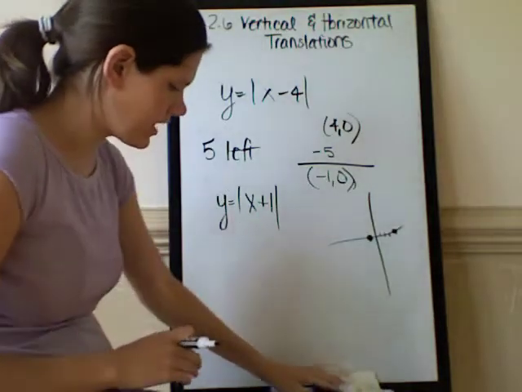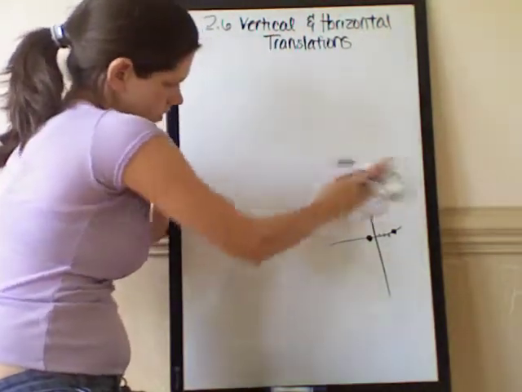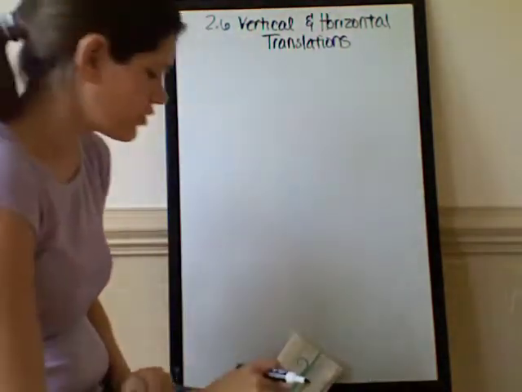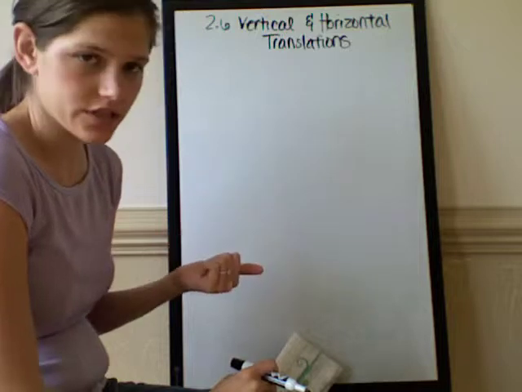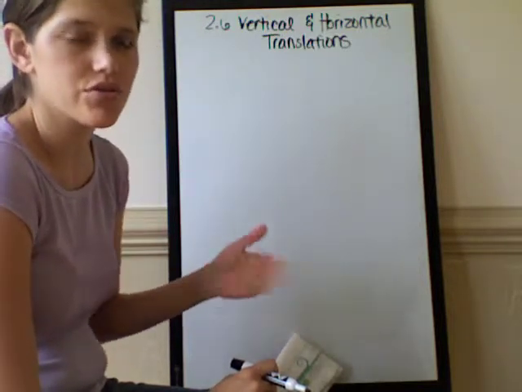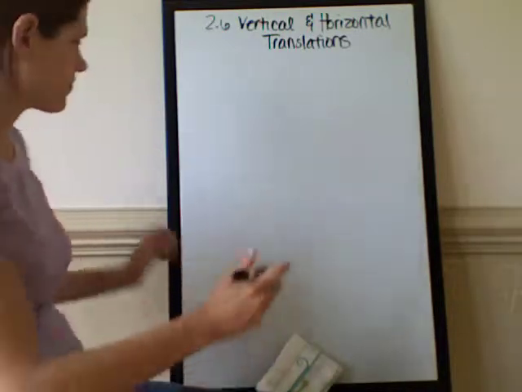Alright, now what we're going to do is we're going to take some equations. We are going to identify the vertex, and then we're going to graph them. And I'm just going to do some quick graphing. You can do some better graphing there. I'm just going to do kind of a quick sketch.